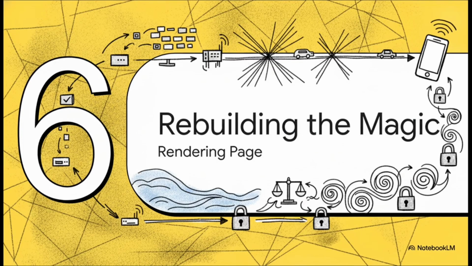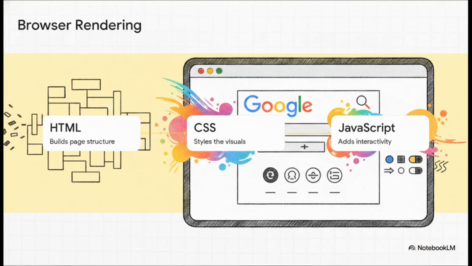Section 6. Rebuilding the magic. Our packets have successfully navigated local routers, massive ISP networks, literal oceans, high-speed intersections, load balancers, and encryption protocols, and they finally arrive safely right back at the antenna of your phone.